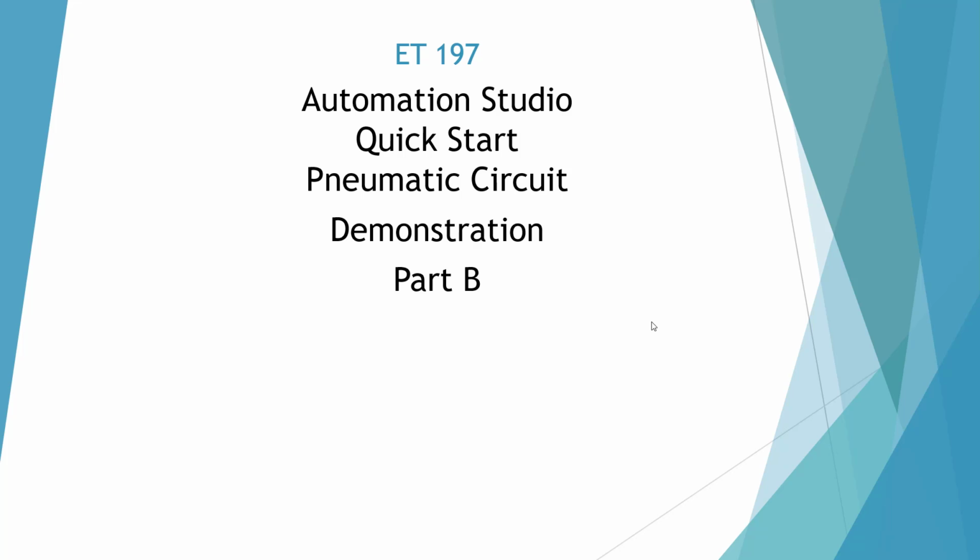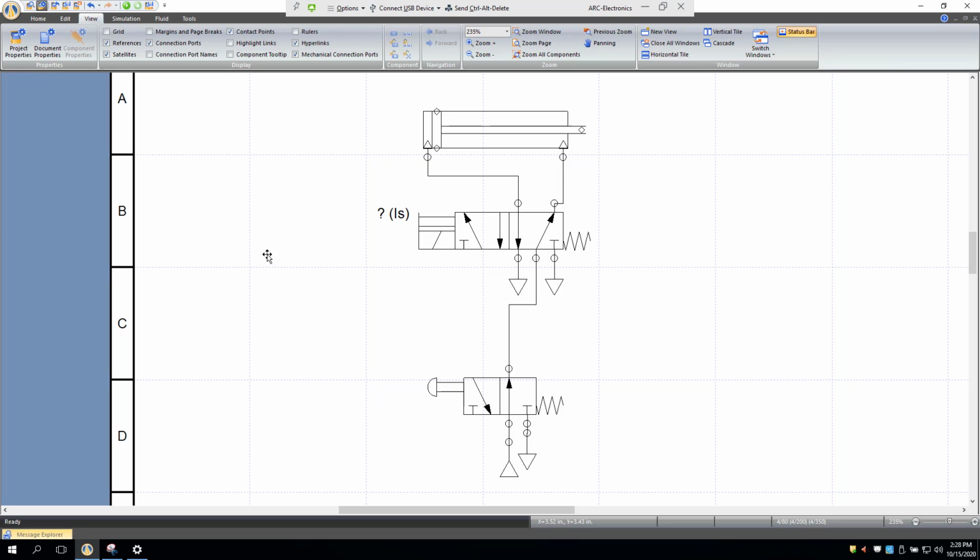Welcome to the ET197 Automation Studio Quick Start for Pneumatic Circuit Demonstration Part B, where we're going to modify our first circuit. Okay, we're back and we're going to do Part 4, changing technical properties and applying a load.